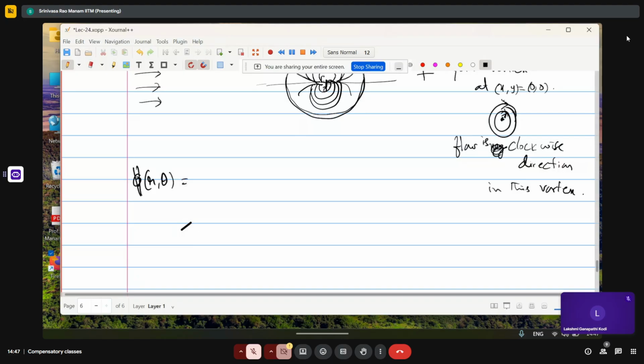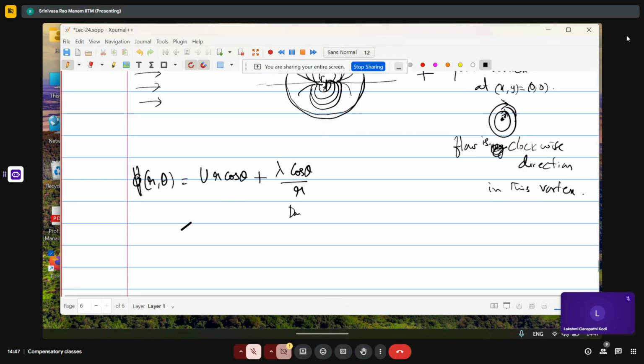equal to, so what is the uniform flow? That is u times r cos theta. That is ux. You have a doublet that is the same. So what is the doublet that you have? Lambda cos theta by r. This is what a doublet is. This is uniform flow. And then negative.